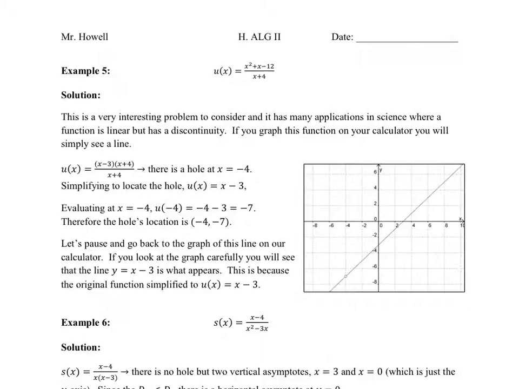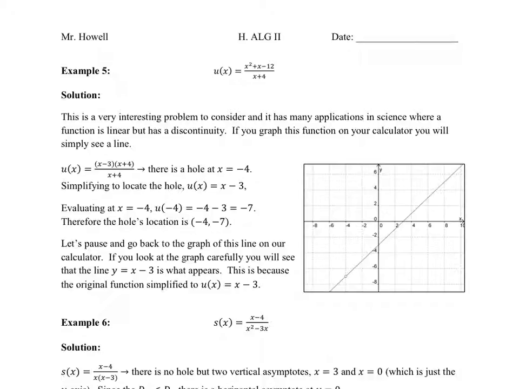Now, what else do you notice? There are no other factors in the denominator once you cancel the hole, right? So that means there's no what? No vertical asymptote. And in this case, there's no horizontal either. There's no vertical asymptote because there are no more factors in the denominator.